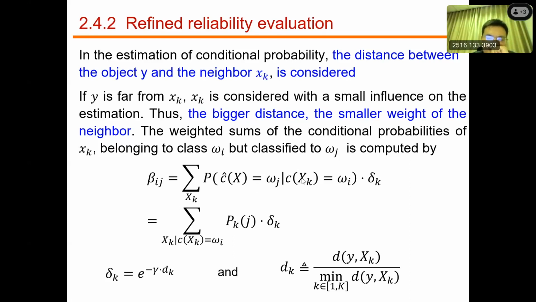Of course, because we use the k-nearest neighbors to estimate these errors, if a neighbor is very close to the object, it will be given a bigger weight in the estimation of the reliability matrix. It is worth noting that each object has its own corresponding reliability matrix. Different objects will have different reliability matrices. So for each object, we will find its k-nearest neighbors and use them to estimate such a reliability matrix.